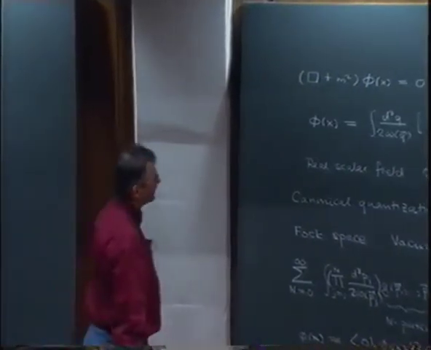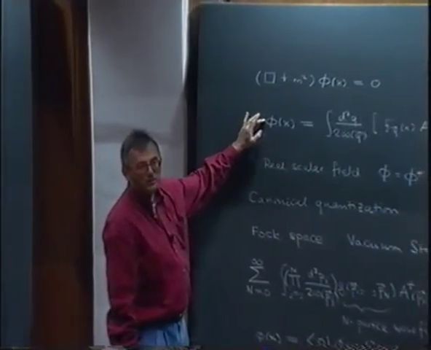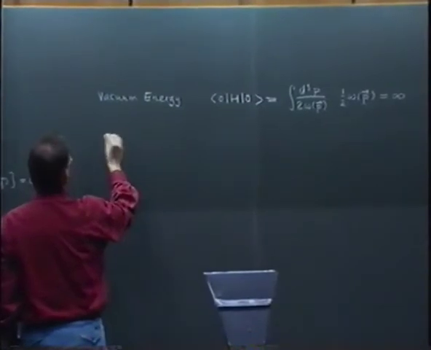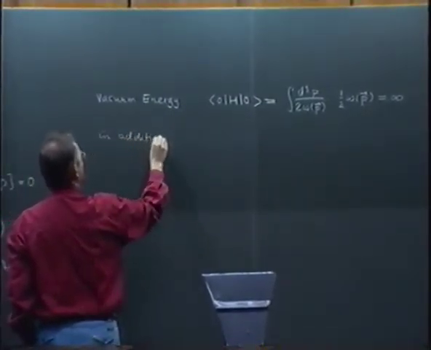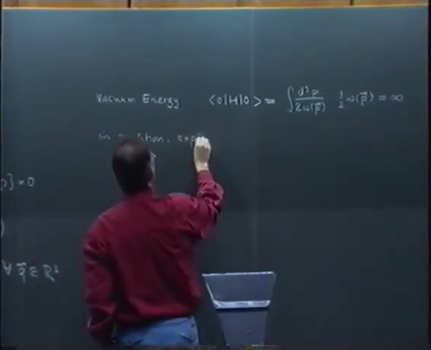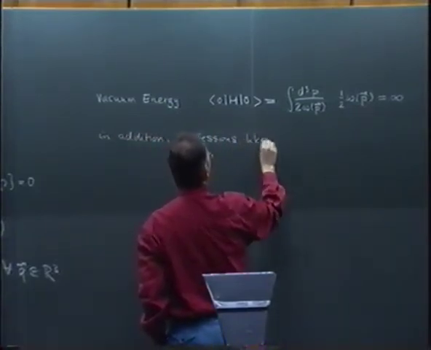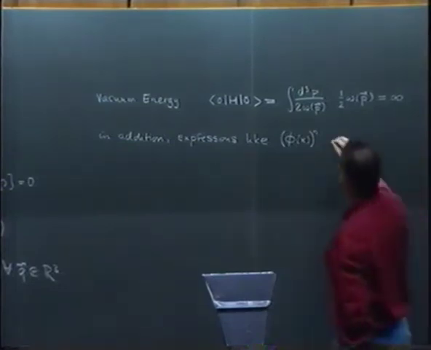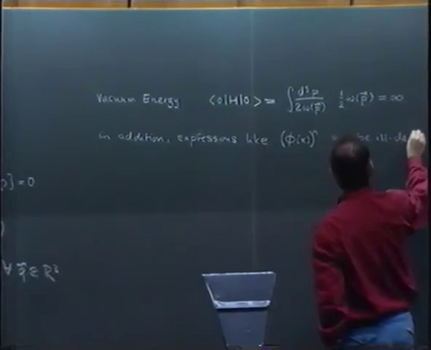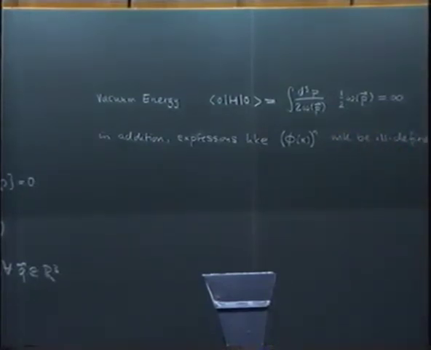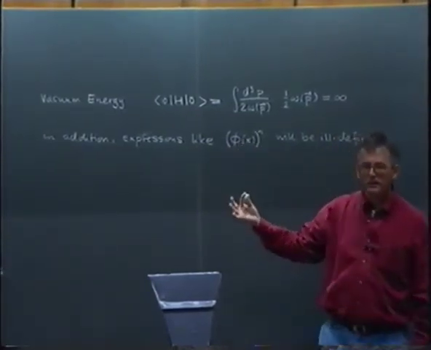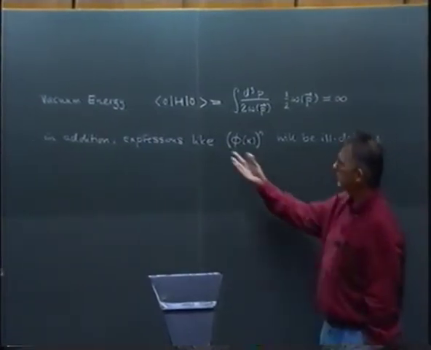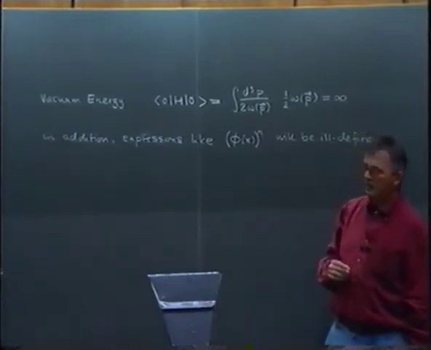For example, you can ask yourself, what happens if I multiply two of these operators? And so this is an infinity, but it's not so serious. But in addition, we can check expressions like phi of x to some power, say n, doesn't matter, will be ill-defined. This is a simple exercise you can do. If the operator is well-defined, then all its matrix elements have to be well-defined. So all you have to check in order to see that it's not well-defined is to calculate the matrix element of such an operator between appropriate states.